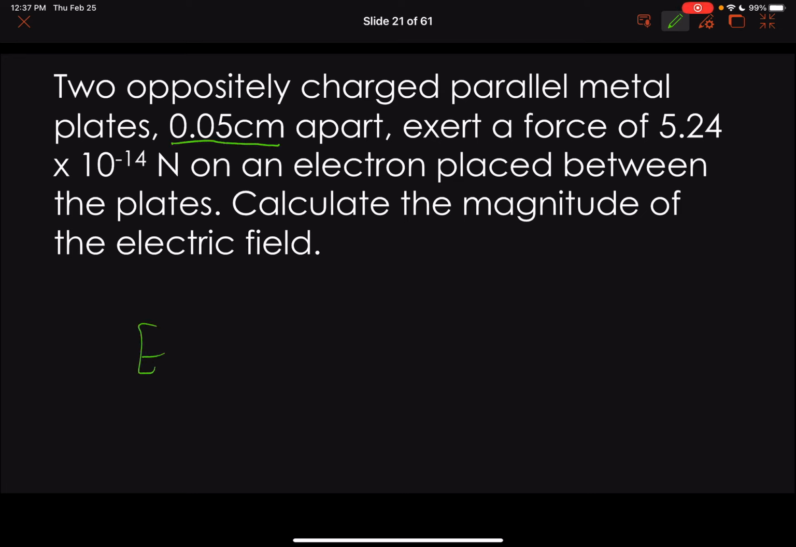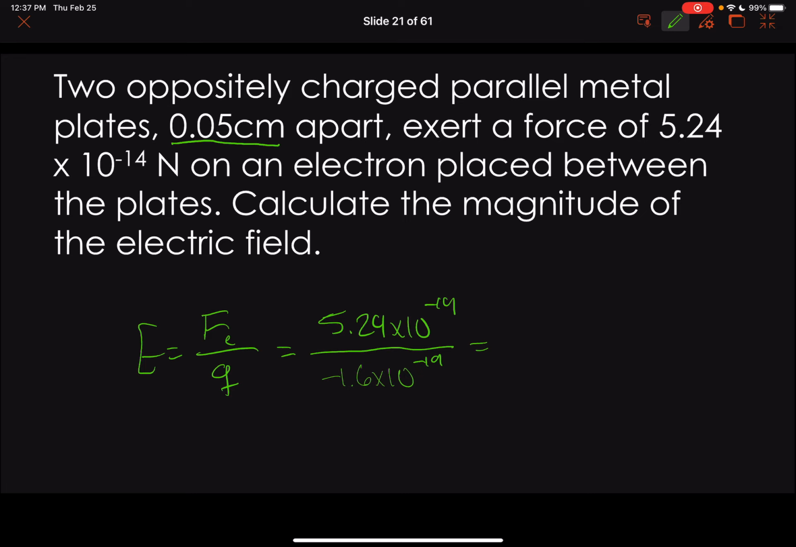Our formula is just force over the charge we're talking about. So in this case, our force is 5.24 times 10 to the negative 14 newtons on the electron, which has a charge of negative 1.6 times 10 to the negative 19. So this is what we're going to do. Put this into a calculator.